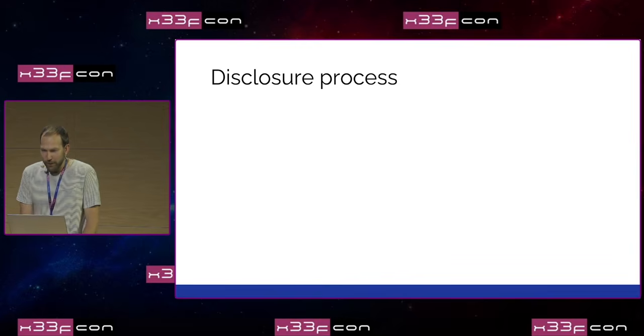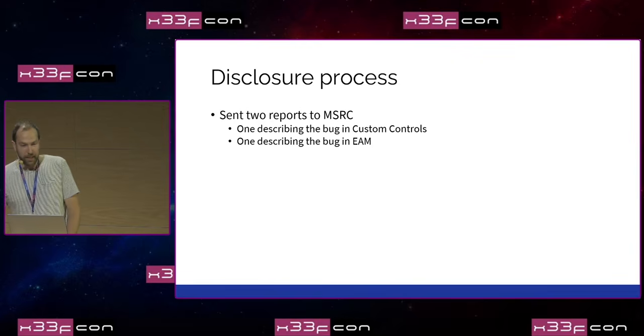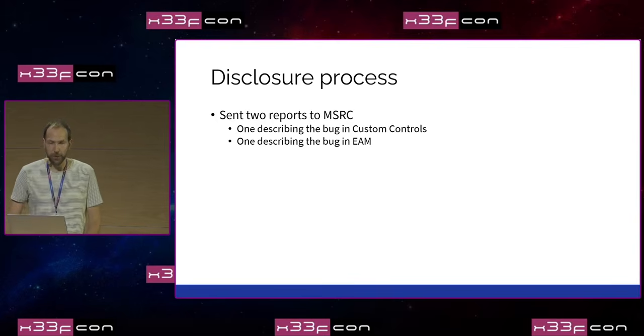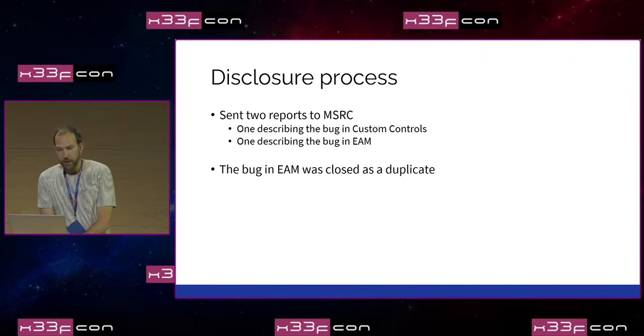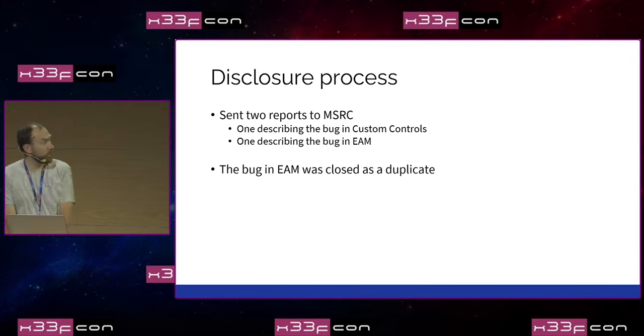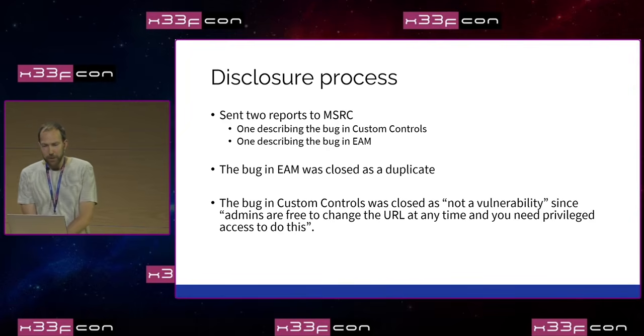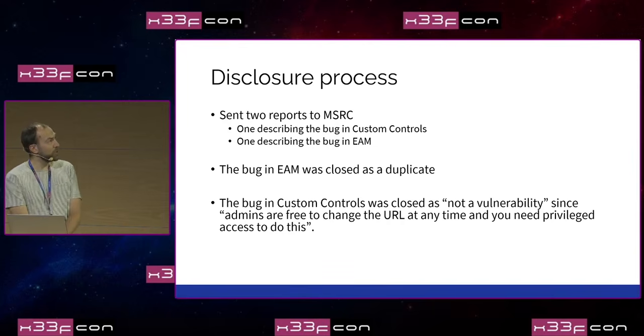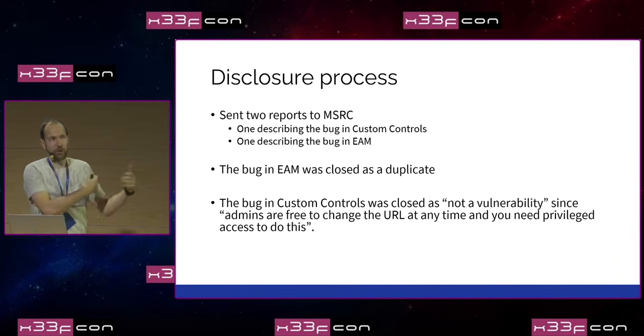Because I sent the report to Microsoft, actually I sent 2 reports. I sent one describing the bug in the custom controls, and one describing the bug in the external authentication methods, because it's different features, different bugs. They closed the external authentication button bug, because that was basically a duplicate. I'm like, well, OK, if it's a shared code base, I can understand that. They also closed the other bug as not a vulnerability, because, quote, admins are free to change the URL at any time, which is correct, and you need privileged access to do this, which is also correct.